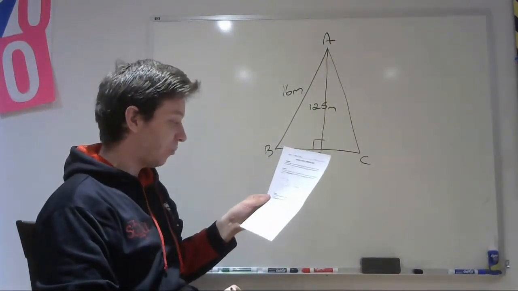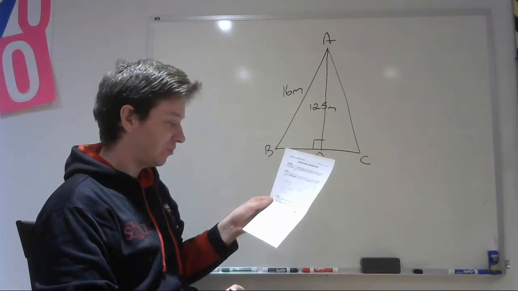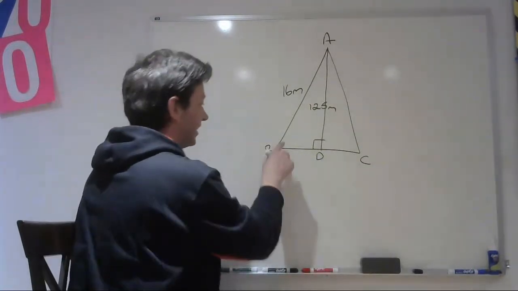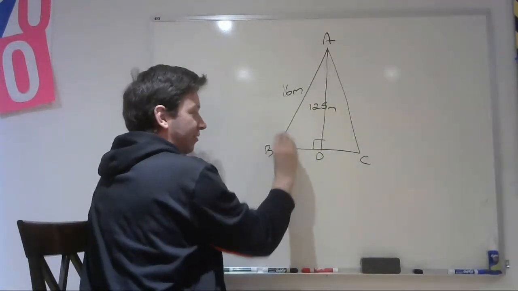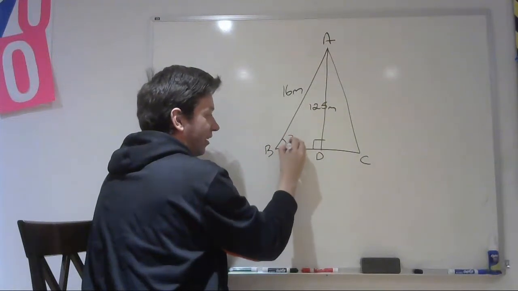Okay, and it says, what angle of elevation from the ground do the wires make? So that's this one, angle of elevation. Remember, so we want to know what this angle is, angle B.